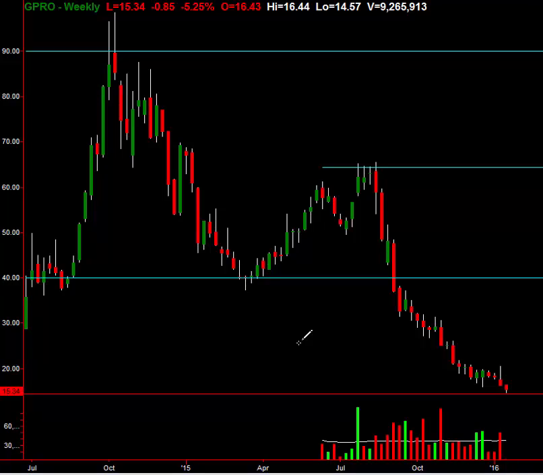All right, so again, remember that. Measured move, GoPro. Anything below 15 to me is a screaming buy on GoPro for a swing trade to the long side for a move back above $20.